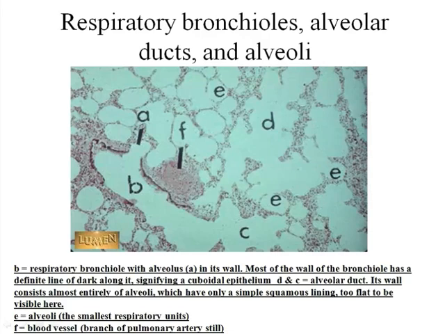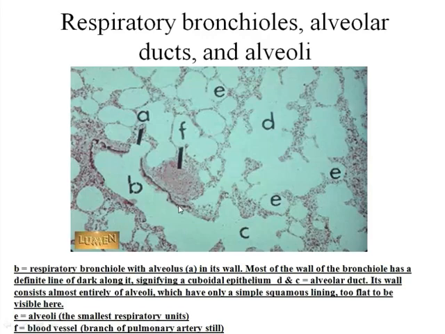with what we learn. So here, go on following these labels, so that will help us to understand how this slide should be read. Here this is a respiratory bronchiole, and these are the alveoli in the wall of that bronchiole. Most of the wall of the bronchiole has a definite dark line along it. You see this dark line. Because of this dark line, we are able to identify it as a bronchiole.